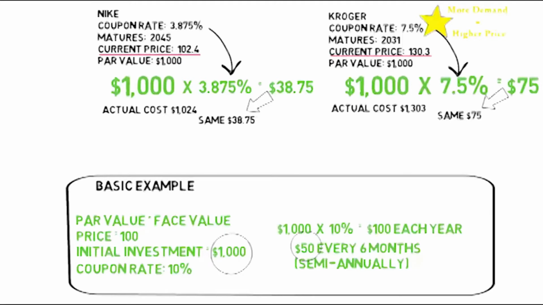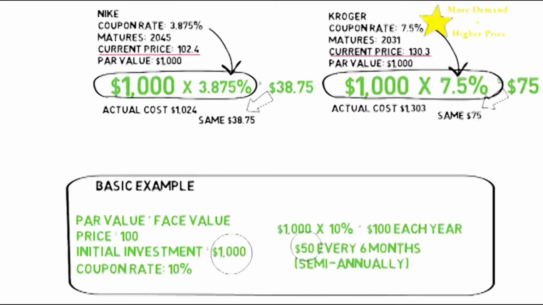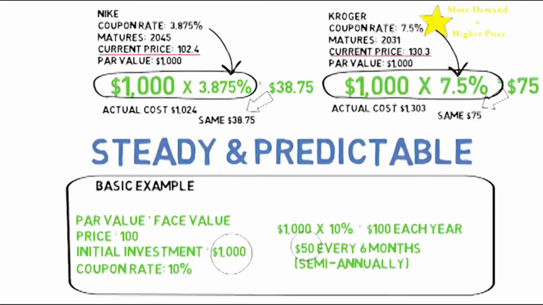No matter what the price you pay, you're going to receive the interest payments based on the par value of the bond. And at the end of the bond, when the bond matures, you're going to receive back that par value, also known as the face value. That's the purpose of investing in bonds. It's steady, it's consistent, and in theory, it's safer than stocks.